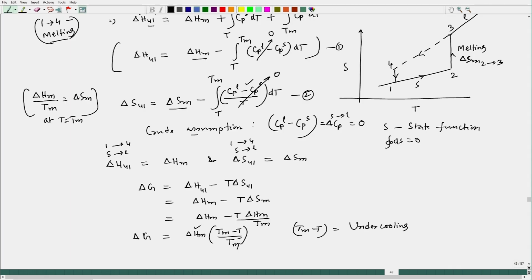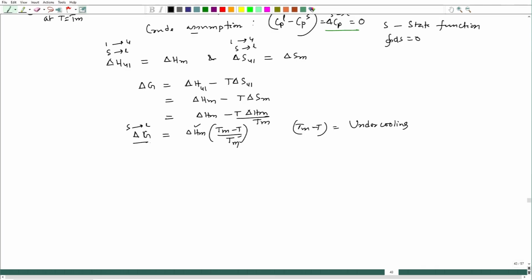So all the quantities here, if you see, are experimentally measurable, and measurable quite easily. So you are getting the free energy change for solid to liquid transformation at any other temperature below melting point through this equation. And in this equation, there is a crude assumption, which is Cp solid is equal to Cp liquid, and the entire process is happening at a constant pressure, fine.